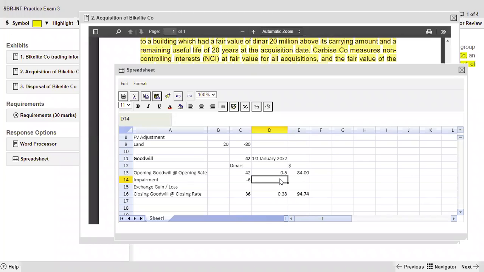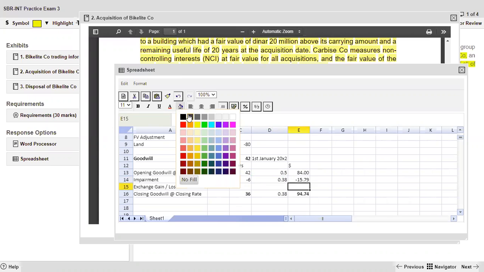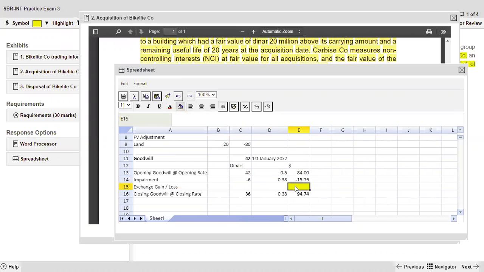You can use the closing rate for the impairment because the impairment usually takes place at the end of the year. So this is actually going to be this divided by this, and this is going to be the balancing figure. How would you know this balancing figure? It's going to be this minus the sum of this. 26.53 is the exchange gain.